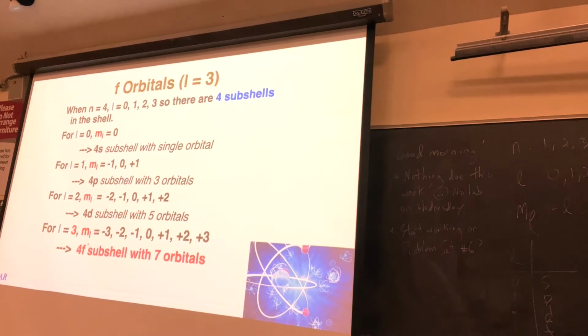And if L equals 3, M sub L goes from negative L to positive L: negative 3, negative 2, negative 1, 0, plus 1, plus 2, plus 3. And there are 1, 2, 3, 4, 5, 6, 7 allowed M sub L values, so that means 7 orbitals for the 4f subshell. And this is one we haven't seen yet, but it's the same idea as the ones we've talked about before.